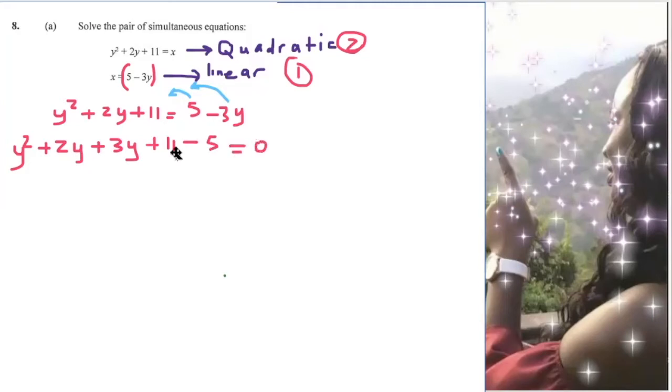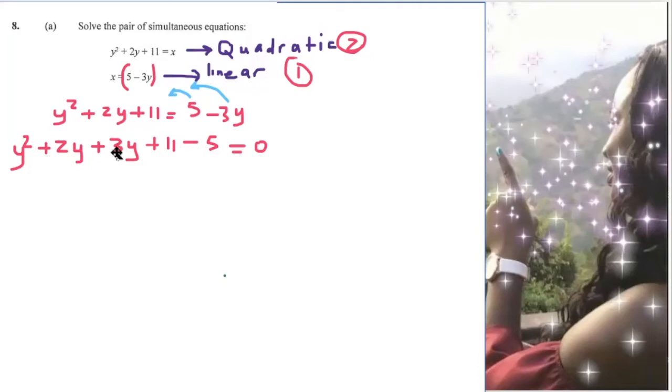I repeat, carrying both of these over the equal sign, since this is minus 3y and this is a 2y, when this is carried over the equal sign, the sign changes from a negative to a positive. And as you can see, I've grouped them together. Same case with a 5. I carry over the 5, so it becomes minus 5.